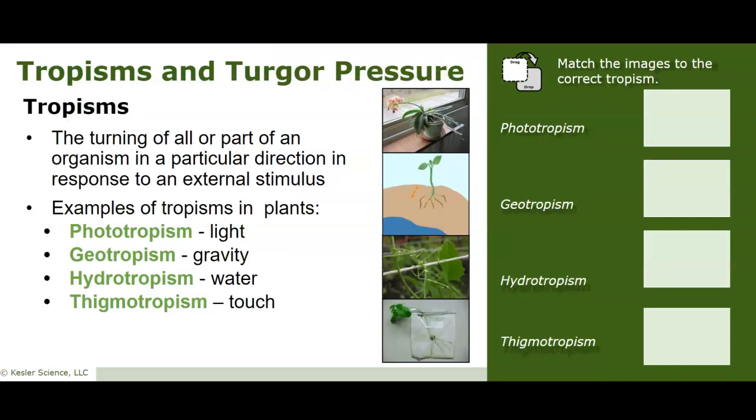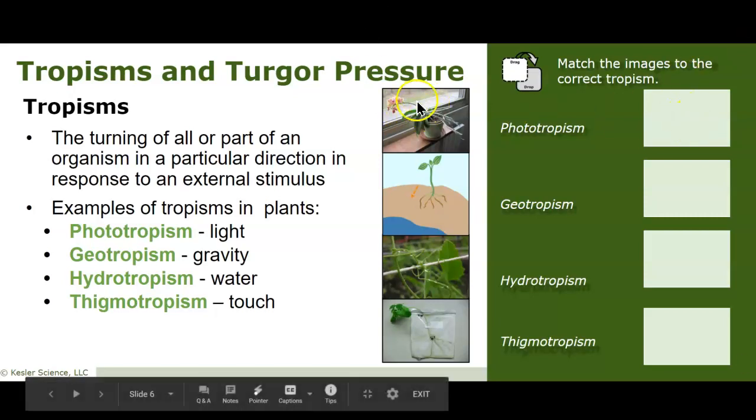A tropism is a turning of all or part of an organism in a particular direction in response to a stimulus. So phototropism is a response to light. Geotropism is a response to gravity. Hydrotropism is a response to water, and thigmotropism is a response to touch.